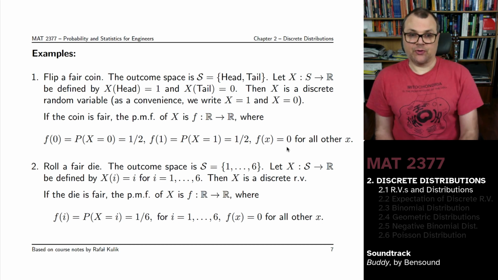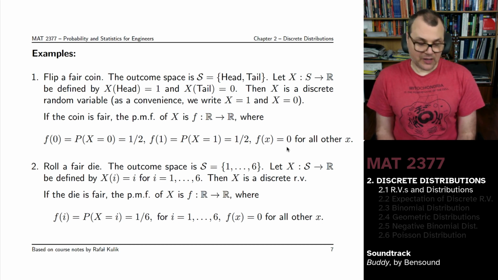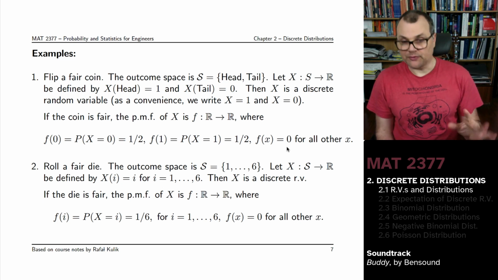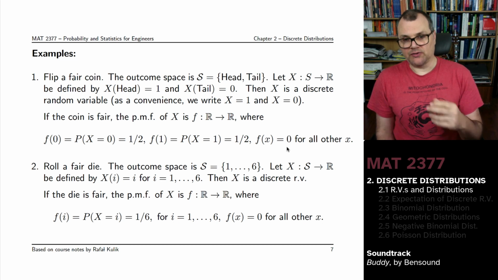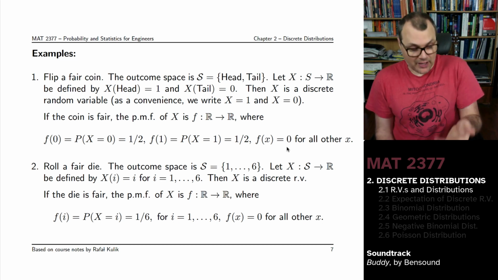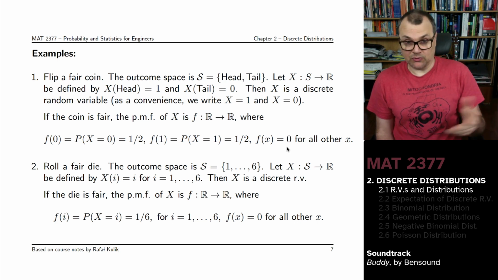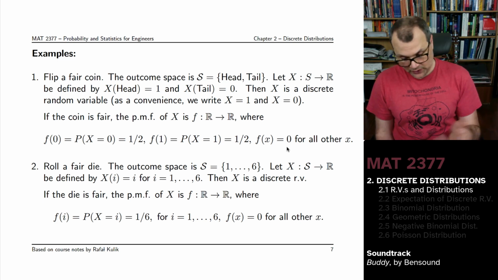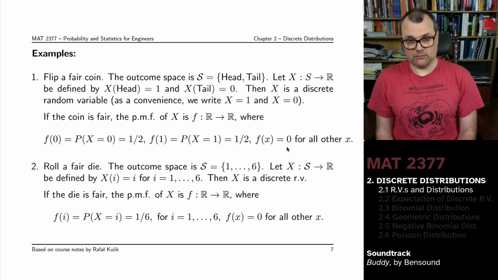Now imagine that you roll a fair die. The outcome space, we have 1, 2, 3, 4, 5, 6. Each one of these results is equally likely. We define a random variable which is going to be the actual number of dots that you roll on your die. So if you roll your die and you get a 3, the value of the random variable that corresponds to that roll is 3.